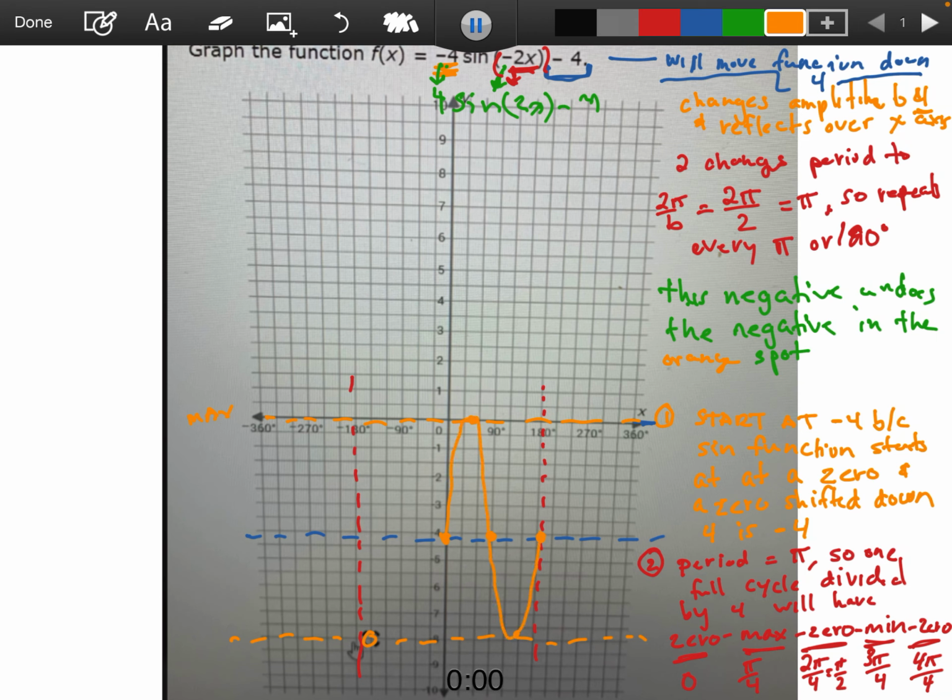And I could keep going, right? I could just keep saying 5 pi over 4, 6 pi over 4, 7 pi over 4. Just use whatever the period is divided by 4. That's your counting to where the graph goes.